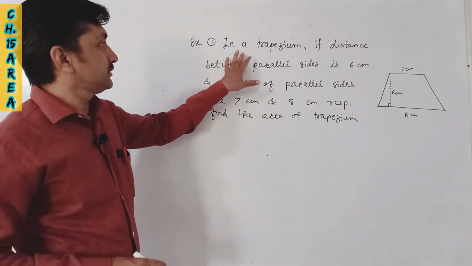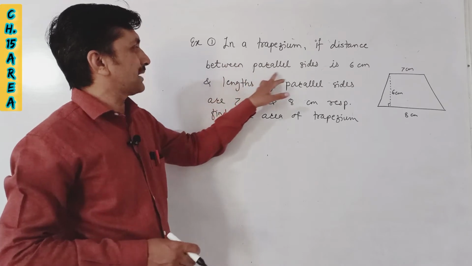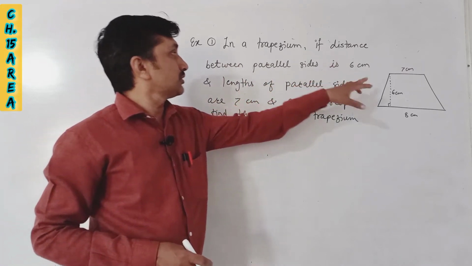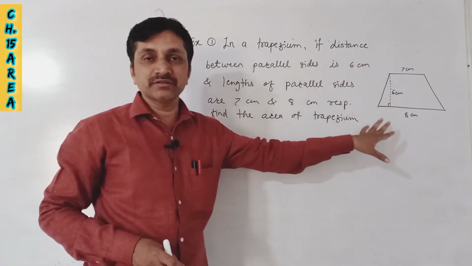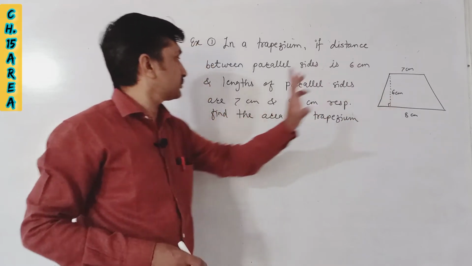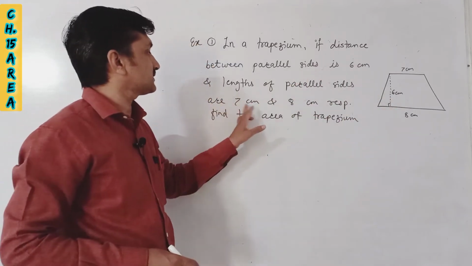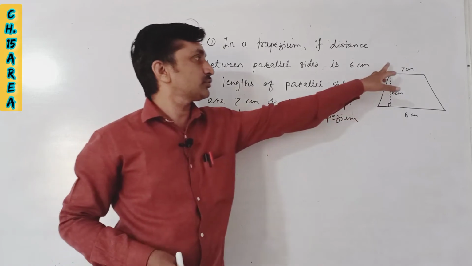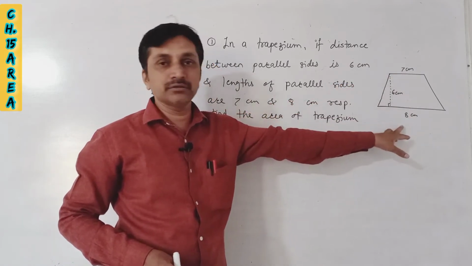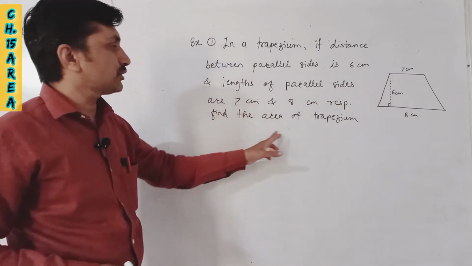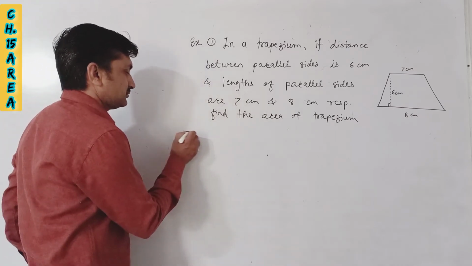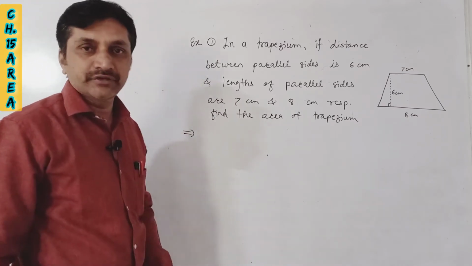Example 1 is, in a trapezium, the distance between parallel sides is 6 cm. Distance between parallel sides means that is the height. Height here is 6 cm and lengths of parallel sides are 7 and 8 respectively. So one parallel side is 7 and the second is 8 cm. Find the area of the trapezium. So all the values are given here.